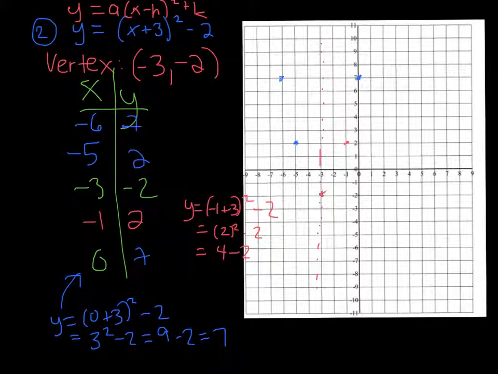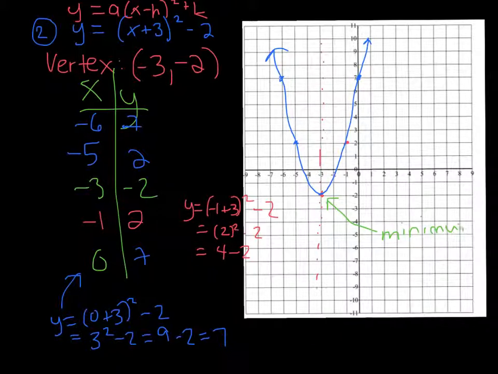So then from there, you're just going to draw your parabola. And the one other thing I do want to point out in this section is that this point right here, the vertex, is going to be our minimum value.